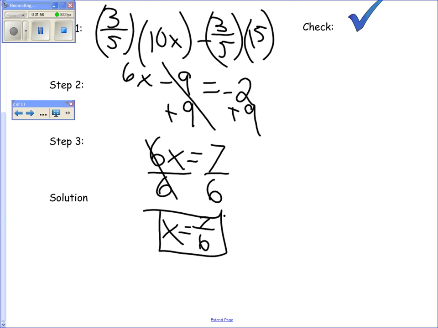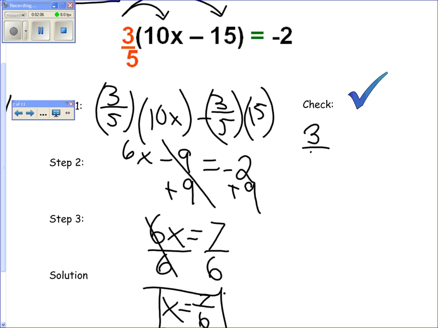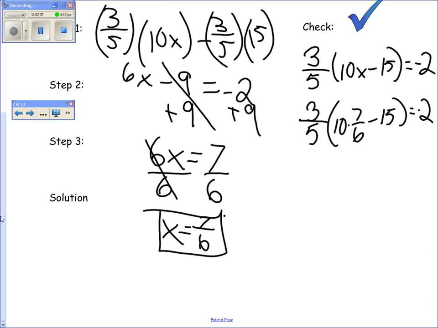Now, it's okay if you get a fraction, and I don't want you to freak out if that does happen, but let's go ahead and double check that we did this correctly. So in order to check, I'm just going to rewrite my equation from the beginning, which is 3/5 times 10x minus 15. And I want to see if I plug in 7 over 6, will I end up with -2? So I'm going to write 3/5, and then again I have 10 times 7 over 6 minus 15. And I want to see if that's going to give me -2. I'm just going to scroll down.